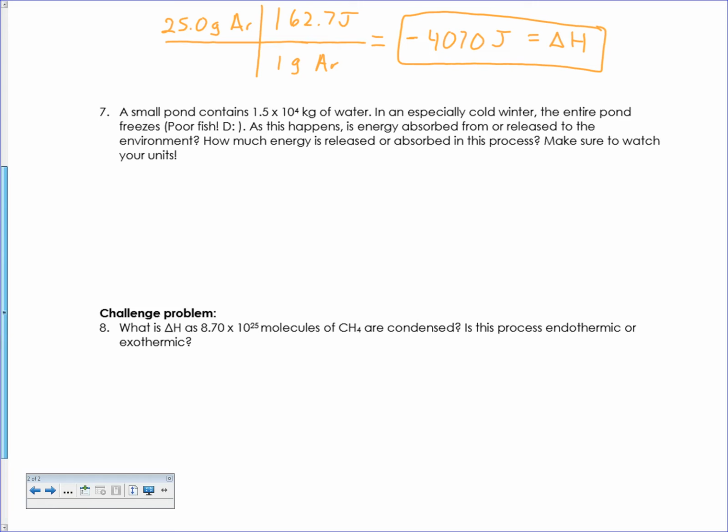What that's talking about there at the end when it says to watch your units is that I've given you kilograms of water. We need to get it to grams of water. So 1.5 times 10 to the 4th is the same thing as 15,000 kilograms. Converting from kilograms to grams, we move the decimal place over 3 places to the right. So instead of 15,000 grams, we end up getting 15 million grams.